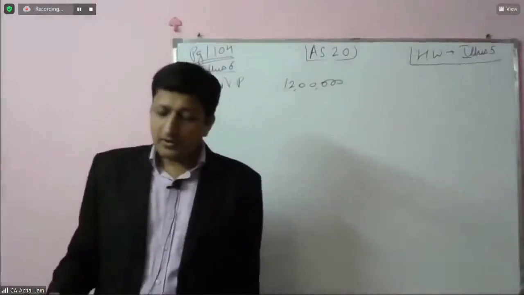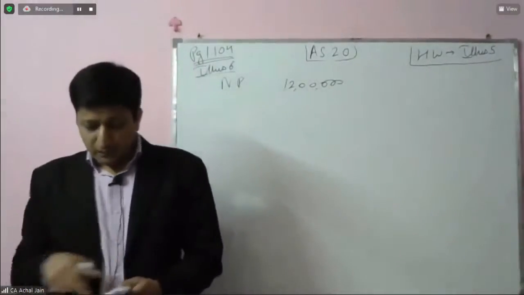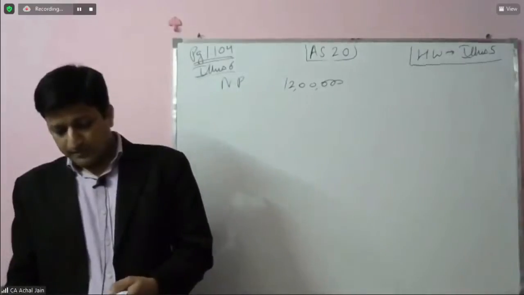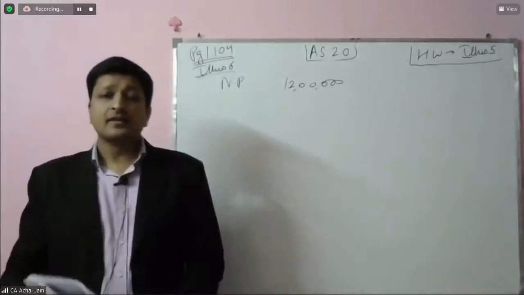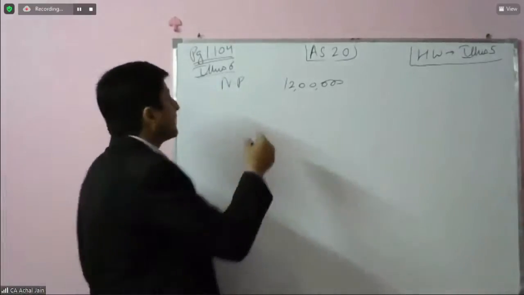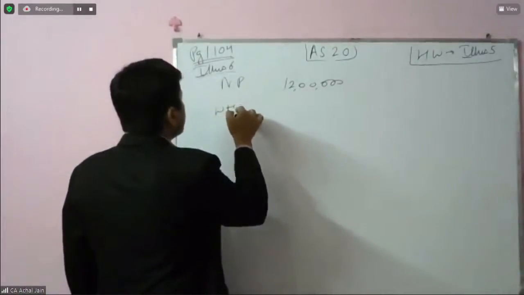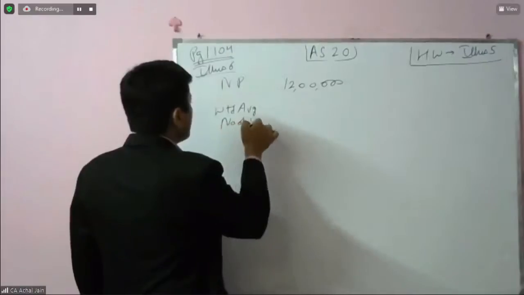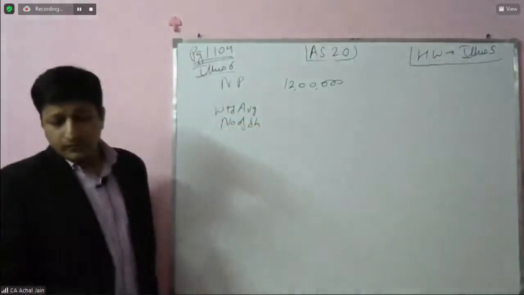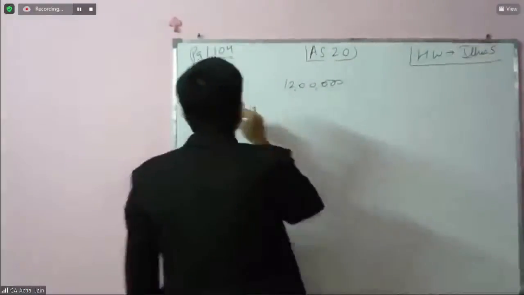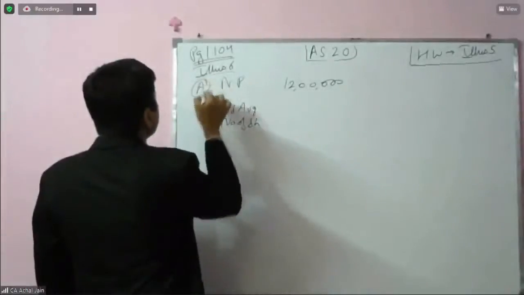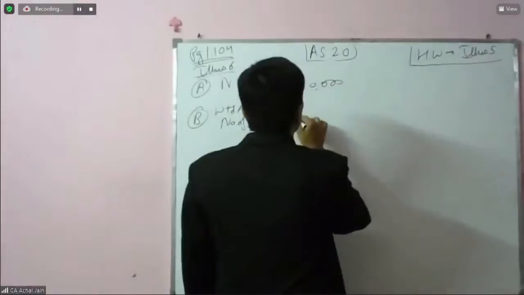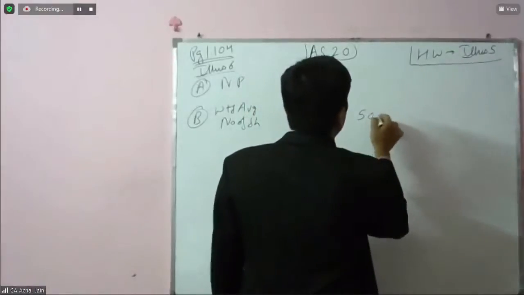Then you are required to compute the weighted average number of shares. This is also given in the question: 5 lakh. Correct. So the weighted average number of shares is 5 lakh. You can say this is A, this is B, this is 5 lakh.